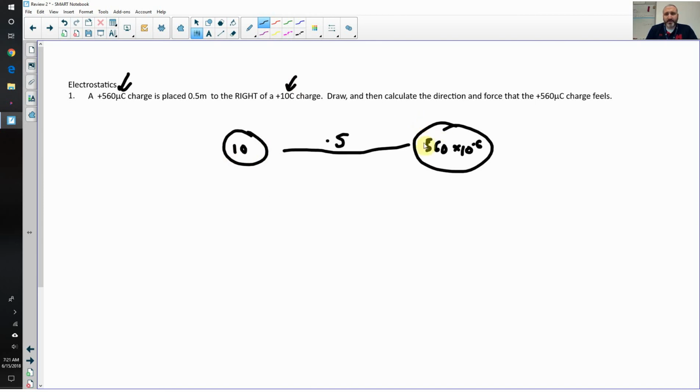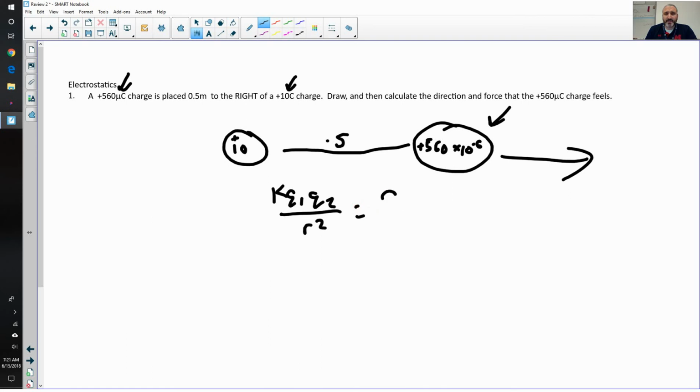This is a positive charge. This is a positive charge, so we're going to have a repulsion. And then this thing is going to feel a force that way because we're being repelled. So we're going to use the equation kQ1Q2 over r squared to figure out the force, and then we can look at what direction it's going in. And we've already established because they're both positive, this guy's going to go to the right because we're repelling.